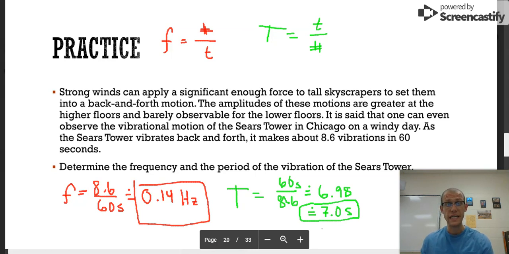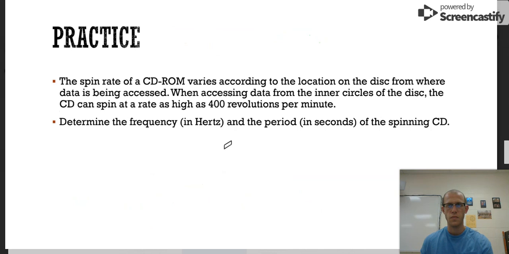So what you should try is do 1 over the frequency and see if you get 7 seconds. You should. Take 1 over the period. You should get 0.14 hertz. So you understand how they're related. You can calculate it without them.